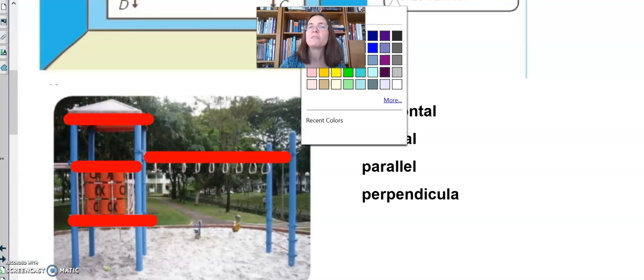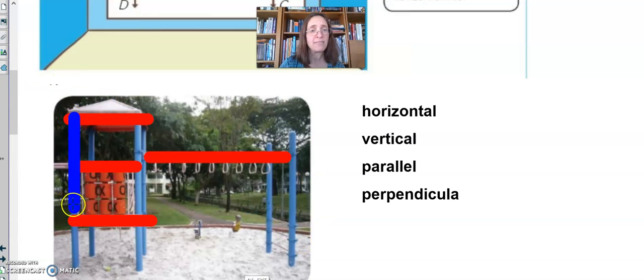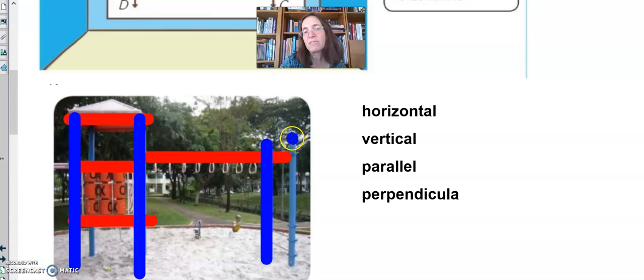What about vertical, Miss Foster? Well, let's change to a nice different color. I'll choose blue, because a lot of our lines here are already vertical. They're already blue, too. Look at that. And we know that this structure will be built with lots of right angles and lots of perpendicular objects, because that's the right angle for building.